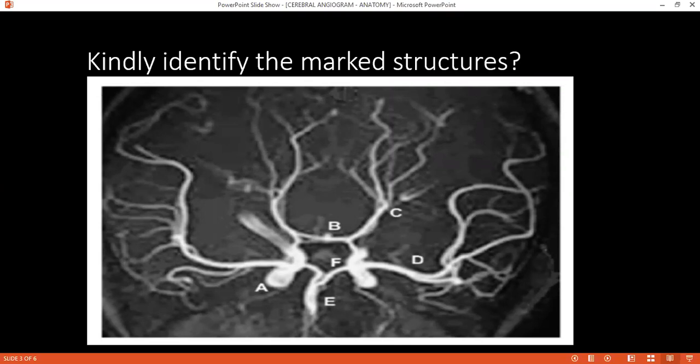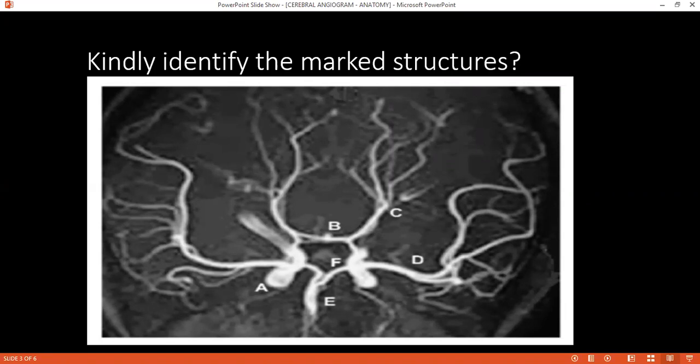A is the internal carotid artery, and B is the anterior communicating artery, and C is the anterior cerebral artery, and D is the middle cerebral artery, and E is the basilar artery, and F is the posterior cerebral artery and posterior communicating artery.